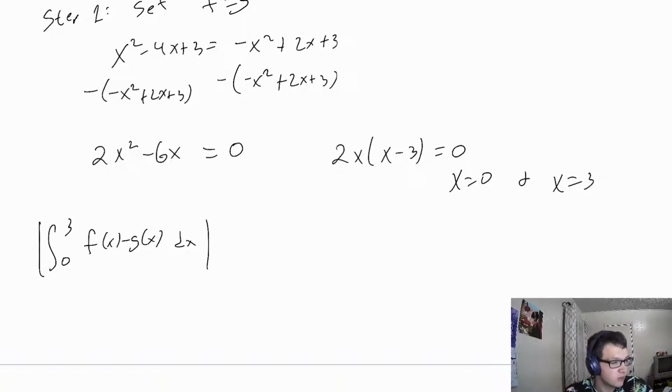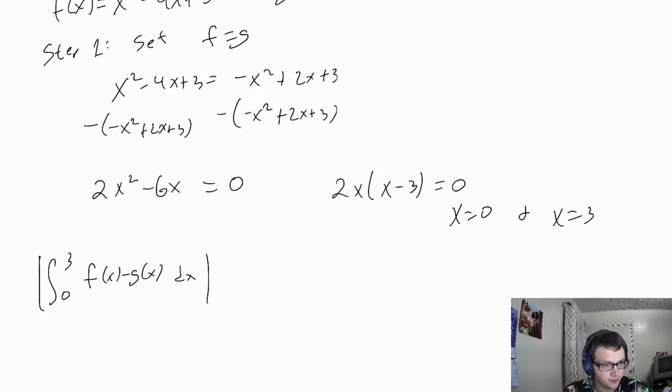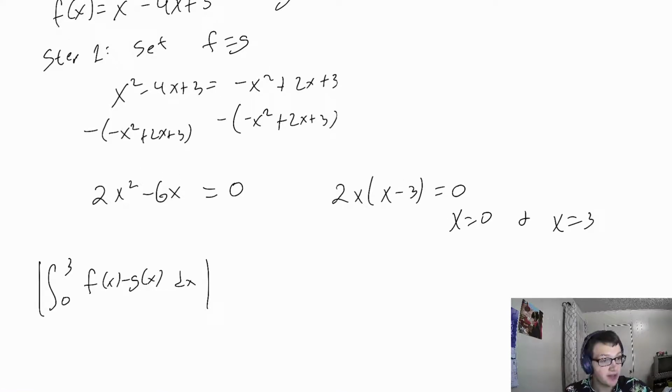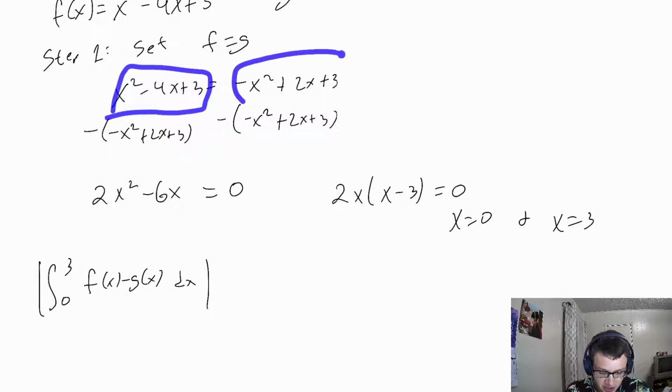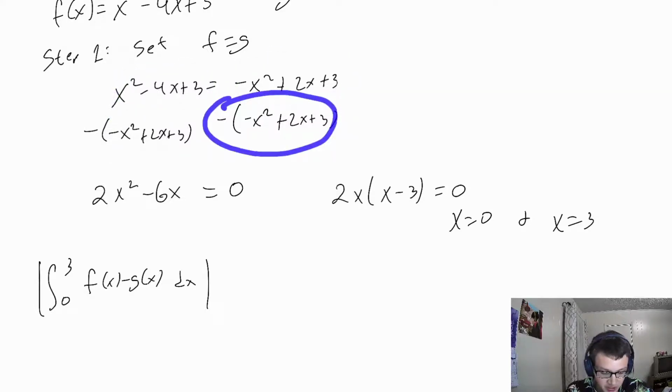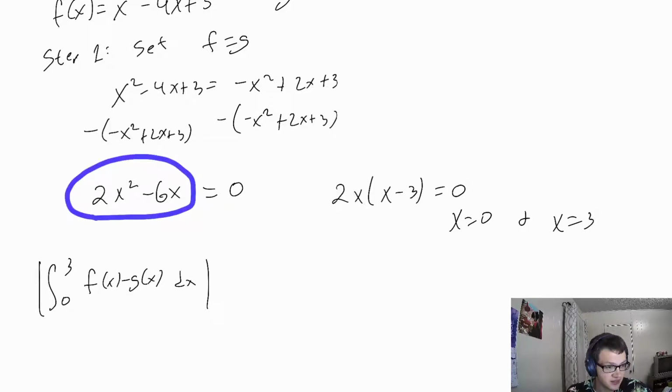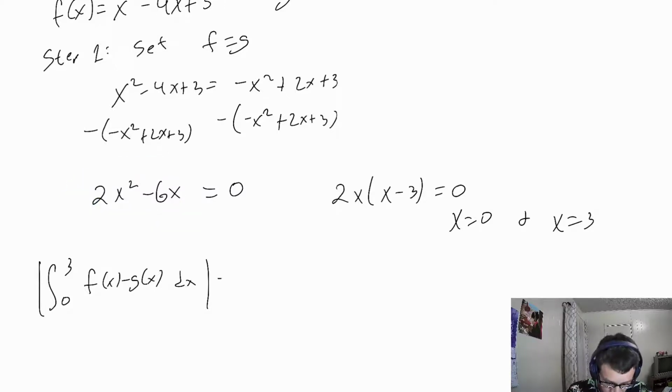Now, what is f of x minus g of x? We already found it, and we got this. How do we know that that's f of x minus g of x? Well, we started here with f of x on this side, g of x on this side. We subtracted g of x from both sides, g of x being minus x squared plus 2x plus 3, and it worked out to be this. So this is f of x minus g of x. So we already kind of took care of that step. Now all we need to do is plug that into our integral.